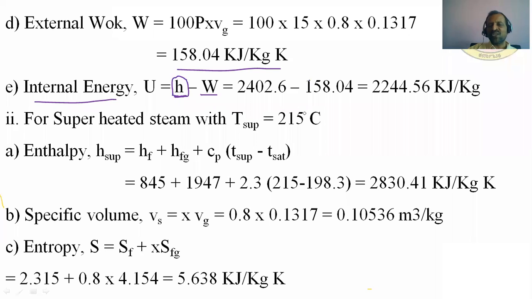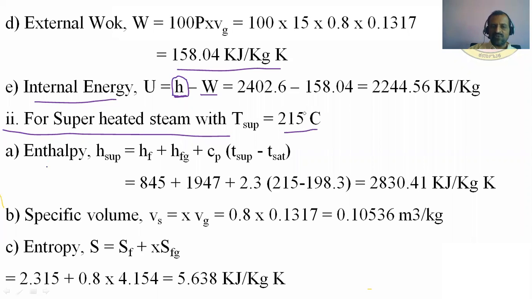2402.6 minus 158.04. So that is equal to 2244.56 kilojoules per kg. Then second case, go for the second case: superheated steam with T sup of 250 degrees Celsius. It is given in the problem.